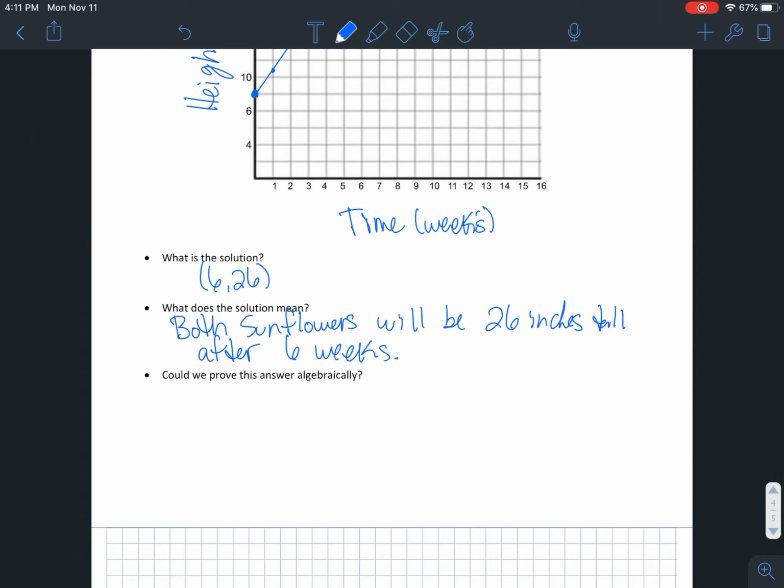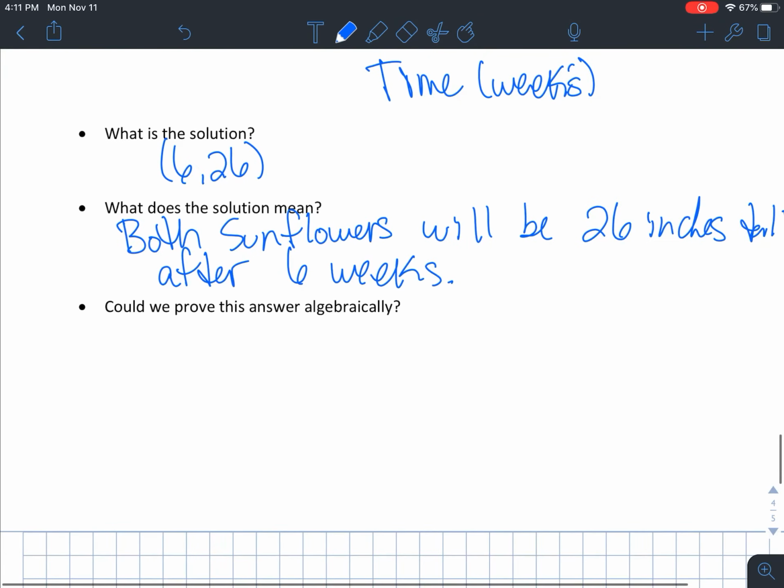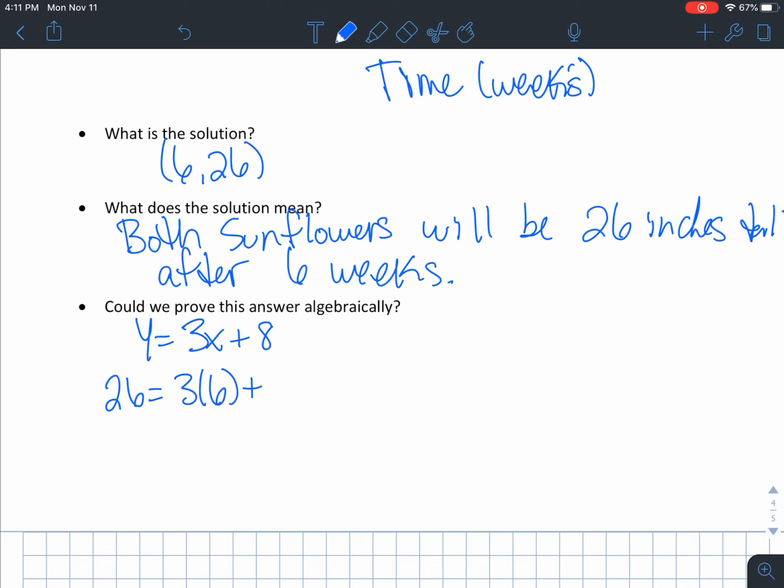For the last part, can we prove this answer algebraically? Well, sure. If we were thinking that 6, 26 is a solution to both of my two equations, I'm just going to take 6, 26 and plug it into both of my two equations. So for sunflower A, which was y equals 3x plus 8, if I plug in 6 comma 26, 26 is my y value, 6 is my x value, 26 equals 18 plus 8, which is 26 equals 26. So we're good so far.